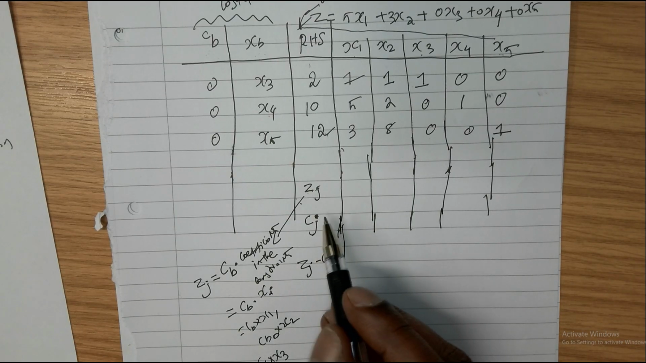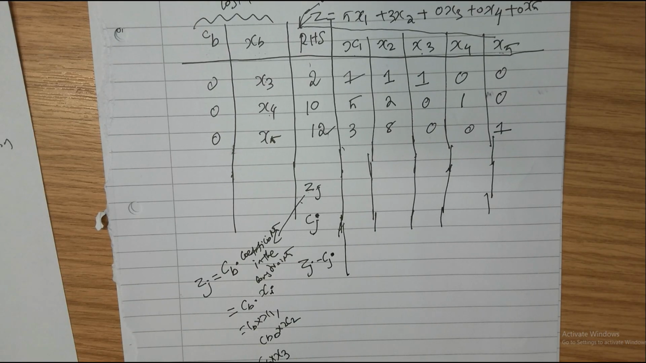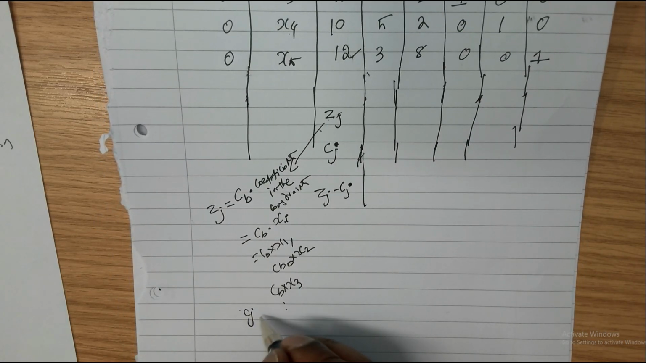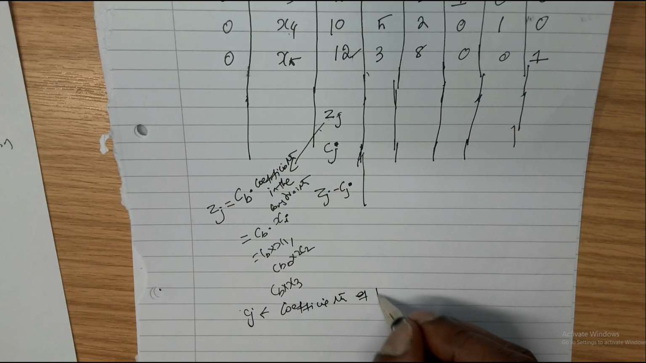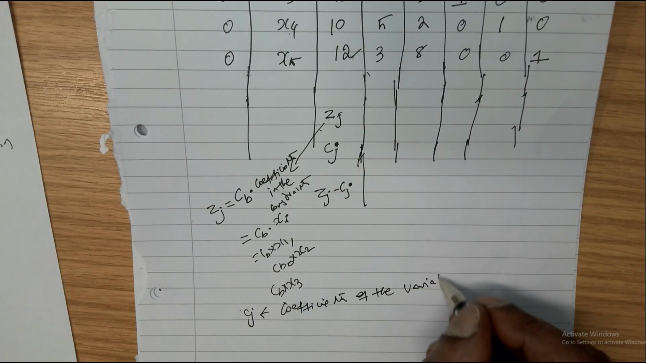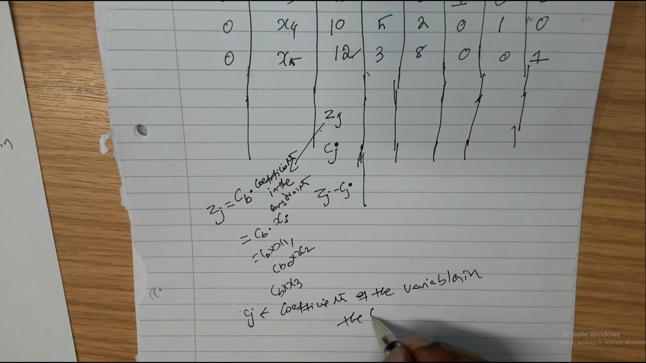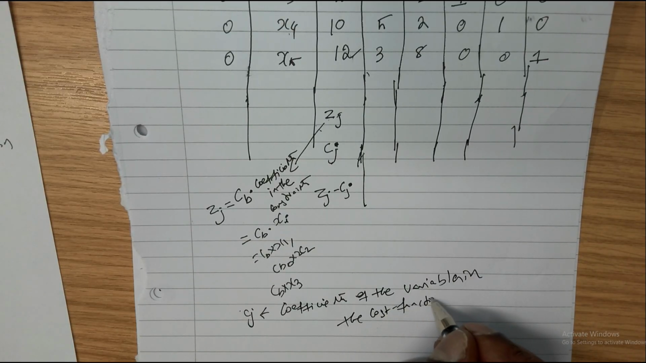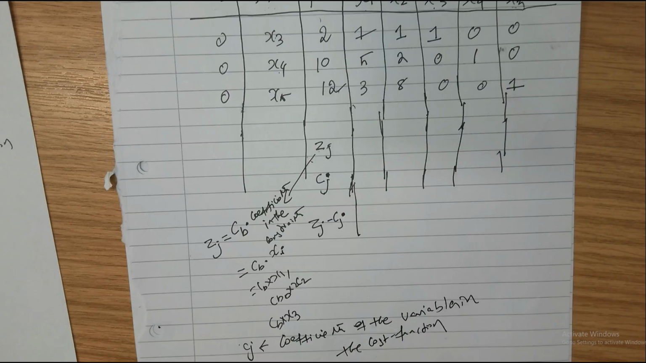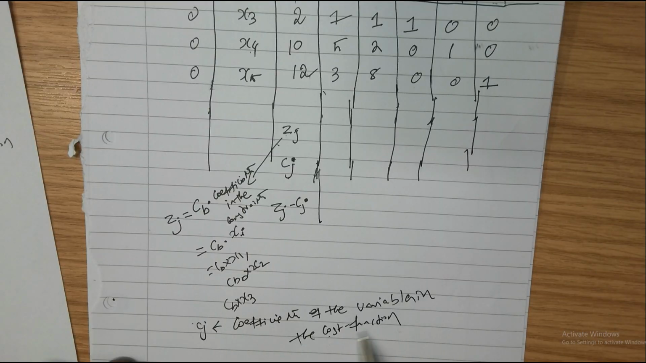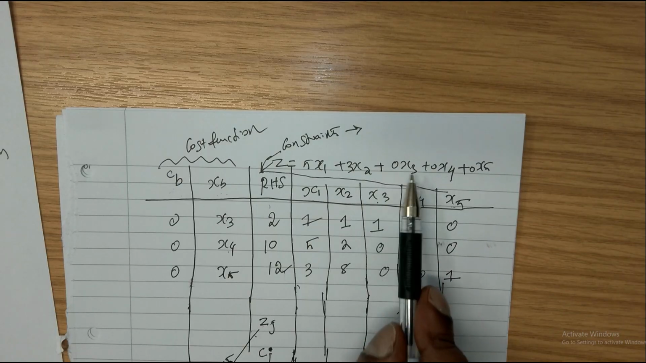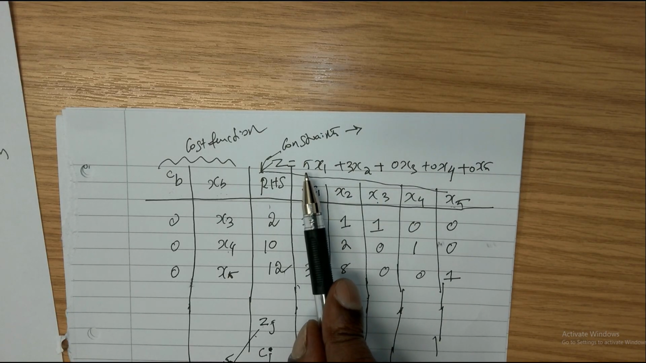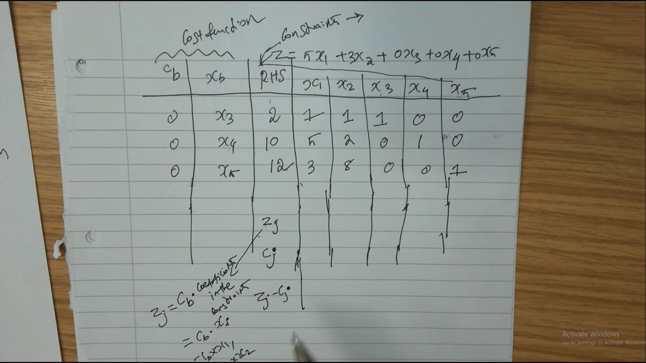So what is this cj? cj is nothing but the coefficients of the variables in the cost function. Remember that this is the cost function, not the constraints. So what do I mean by that? All the coefficients of the variables in the cost function: your cost function is here, x1, x2, x3, x4, x5. The corresponding coefficients are 5, 3, 0, 0, and 0. So let's write the coefficients here.